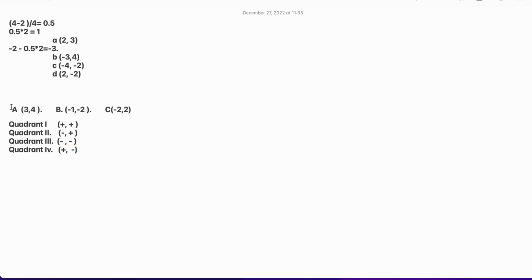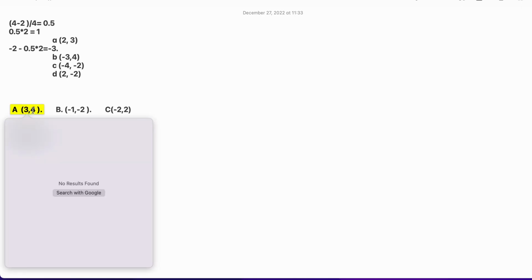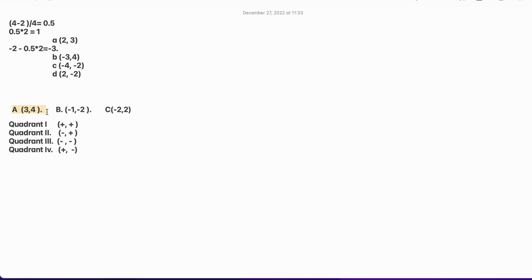What do you get? The first point, I can just put it here and work out which quadrant it is. Since it's 3, 4, right? Both numbers are positive. So it's absolutely in quadrant 1, right? It's quadrant 1. And for the point B, it's -1, -2. So guess what? It's absolutely quadrant 3, right? It's right here.